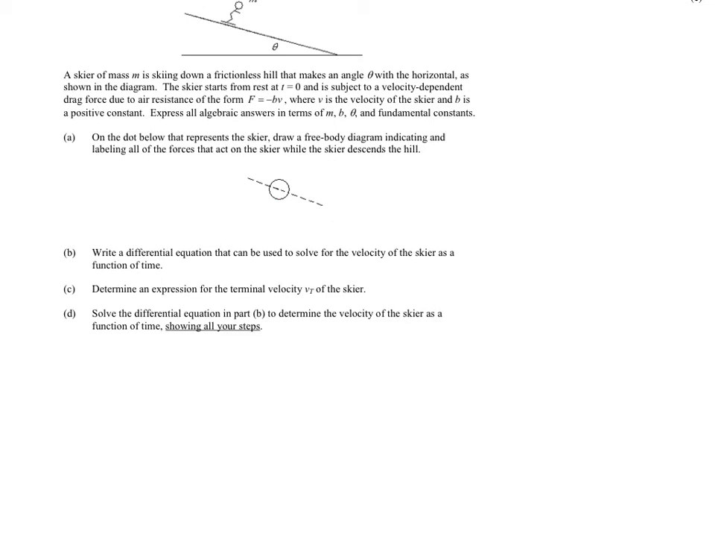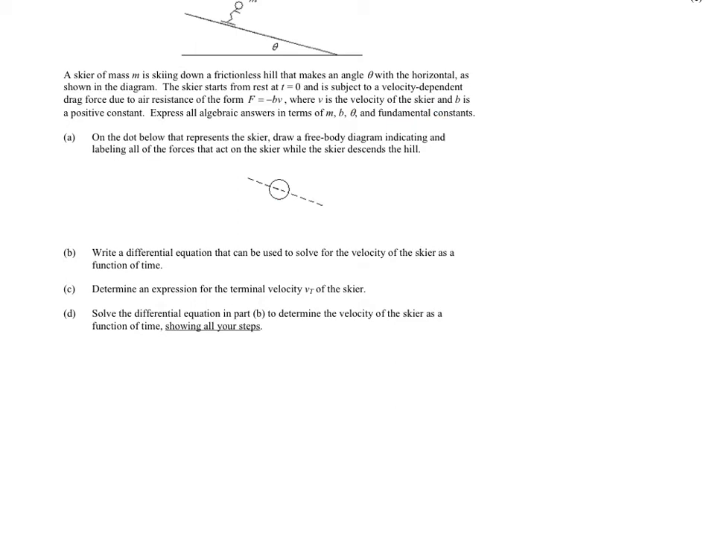Free response F02-01. A skier of mass m is skiing down a frictionless hill that makes an angle theta with the horizontal as shown in the diagram. The skier then starts from rest at t equals 0 and is subject to a velocity-dependent drag force due to air resistance of the form F equals minus bv, where v is the velocity of the skier and b is a positive constant. Express all algebraic answers in terms of m, b, theta, and fundamental constants, meaning things that the experimenter could not reasonably change.